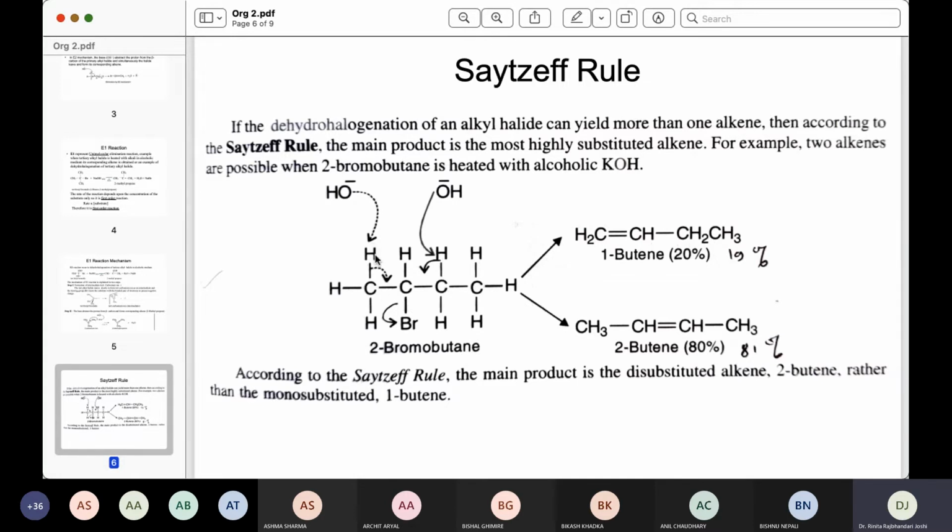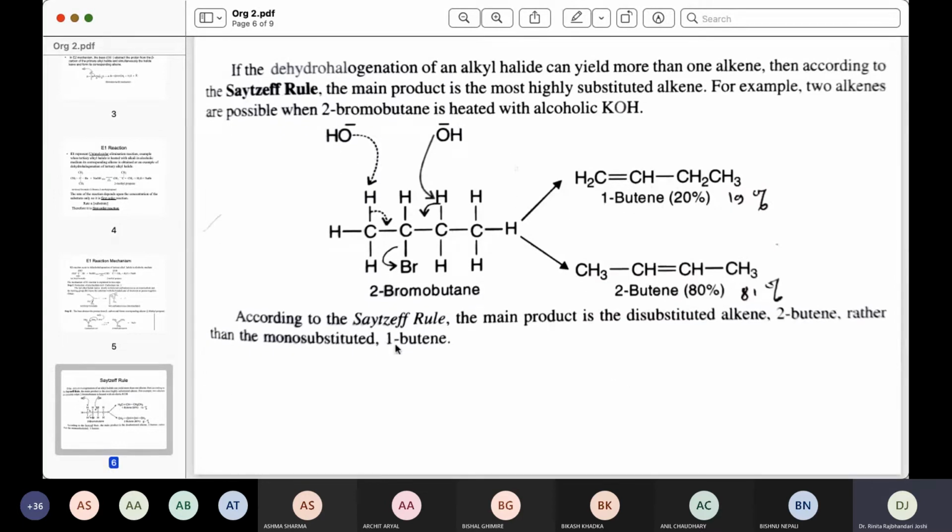If the proton is abstracted from here, 1-butene is given. If the proton is abstracted from this beta, then you get the 2-butene. And according to the Zaitsev rule, the main product is the disubstituted alkene, that is 2-butene, rather than the monosubstituted alkene, that is 1-butene. What is Zaitsev rule भनेर 1 marks लाई पनि आउन सक्छ है.